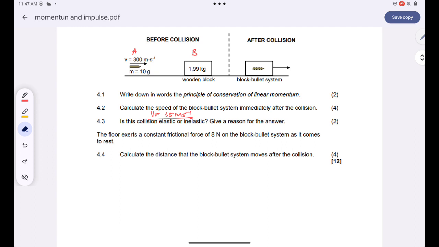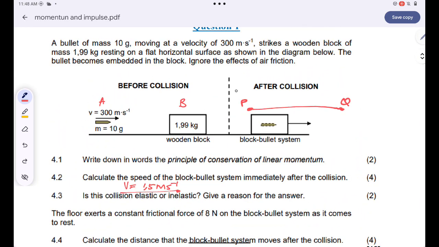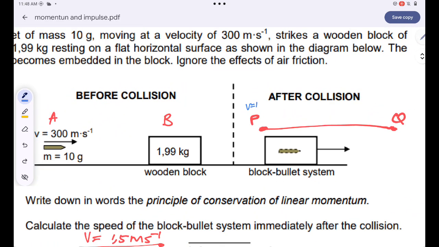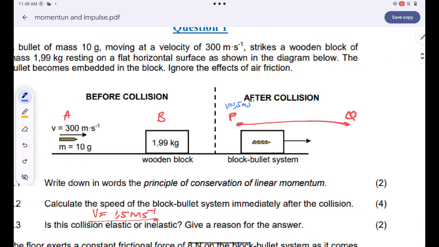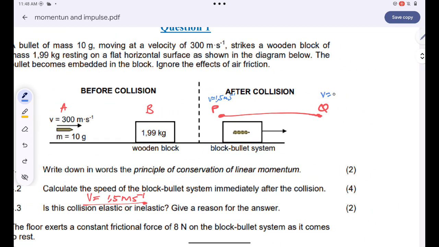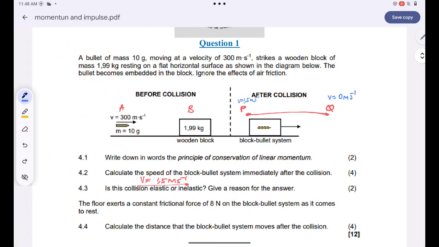Just after collision, guys, the bullet block system will travel this distance over here. We can call the initial place P and the final place Q. The velocity at point P, we know it's 1.5 meters per second, and the velocity at point Q is 0 meters per second. Why? Because the bullet block system will come to a stop.